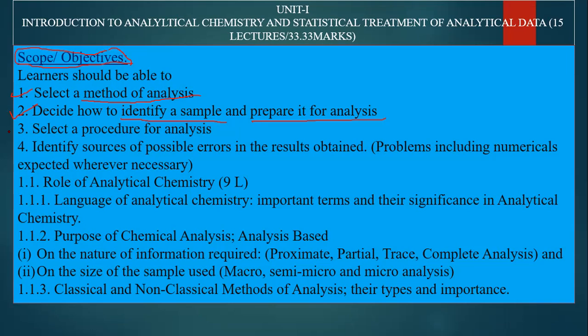Then you should be able to select a proper procedure for analysis, whether you are going to follow pHmetry, potentiometry, colorimetry, or conductometry. These are the basic things. So you must be able to select the process you are going to follow for the analysis purpose. After that, you should be able to identify sources of possible error in the result obtained.